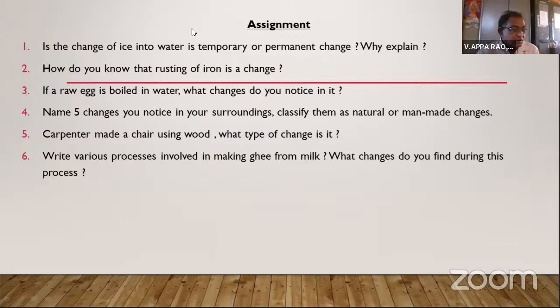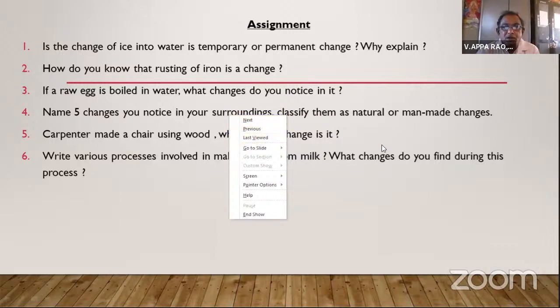First change is milk to curd. It is a man-made change and a permanent change. Second change is change in seasons. It is a natural change and also a slow change. Next, change of ice into water and water into ice is a temporary change. It is a man-made change.